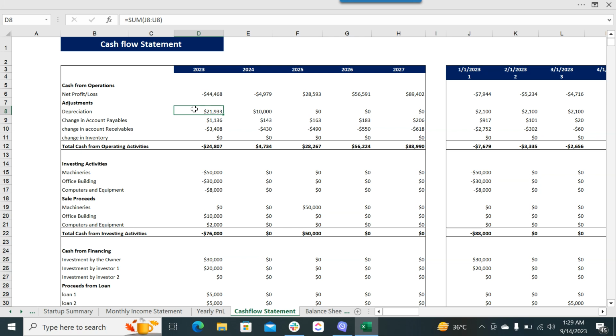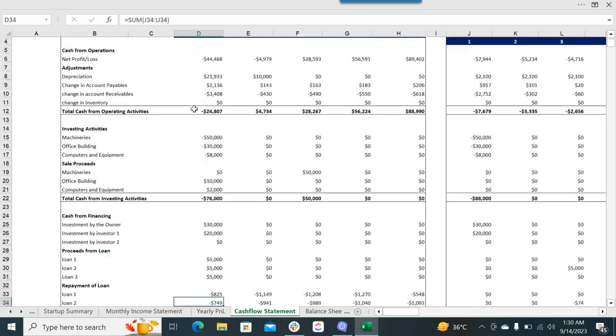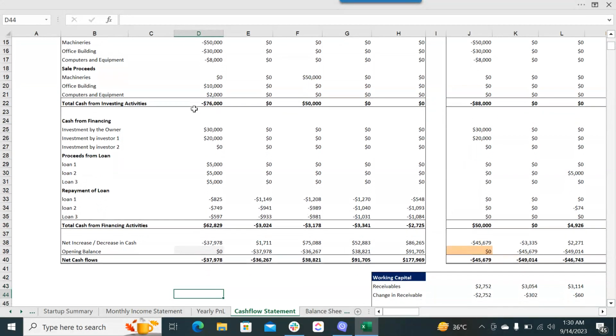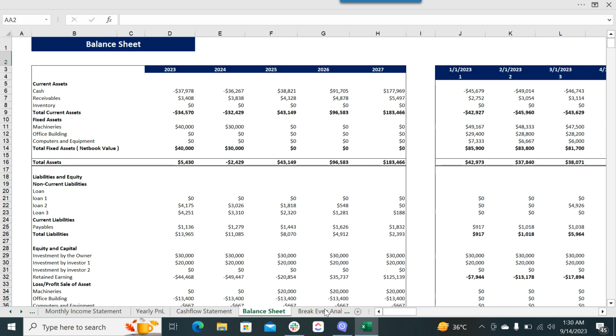Then we have the cash flow statement, which is also annual as well as monthly. We have all three portions of the cash flow statement: operating activities, investing activities, and financing activities. And at the end, we have the net cash flow. You can enter the amount here which you think you will have as the beginning cash. Then we have the balance sheet. It is again annual as well as monthly.